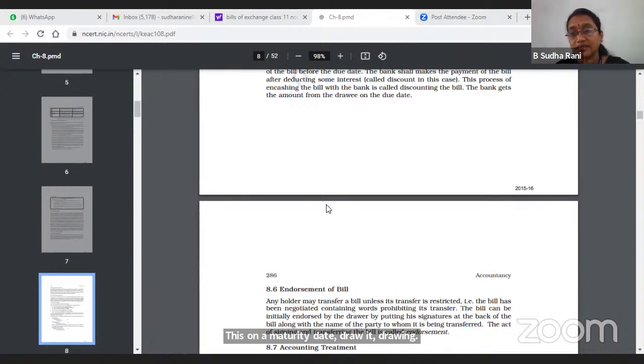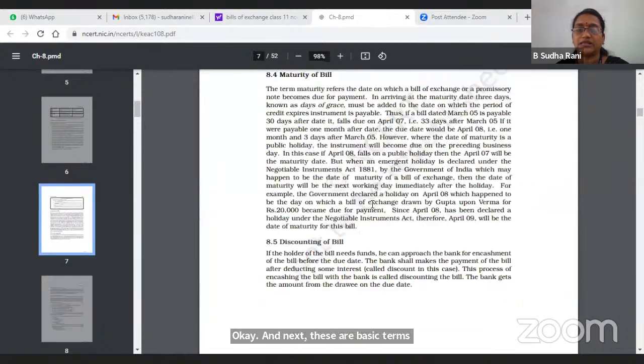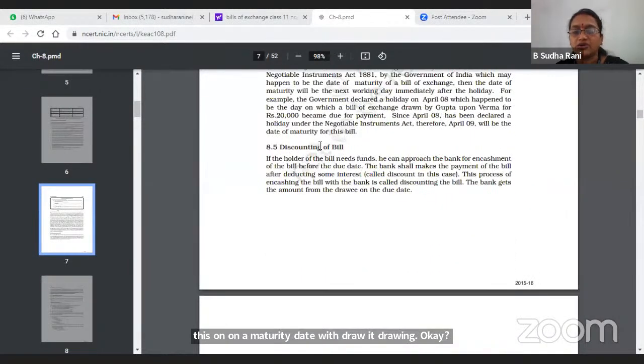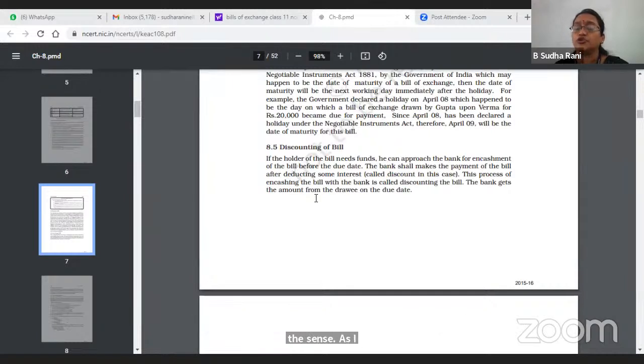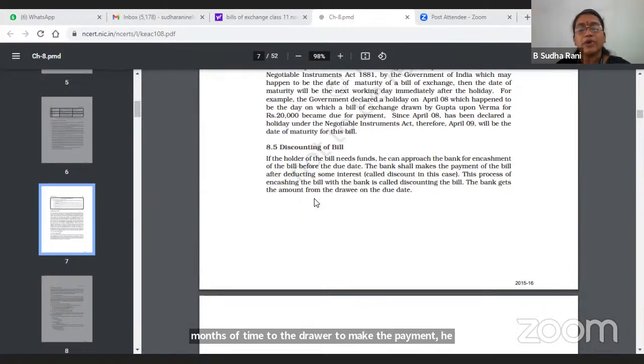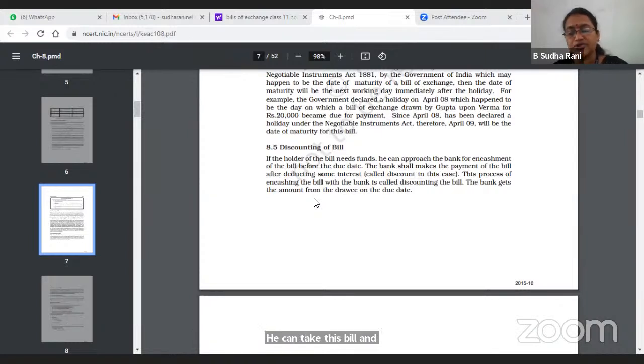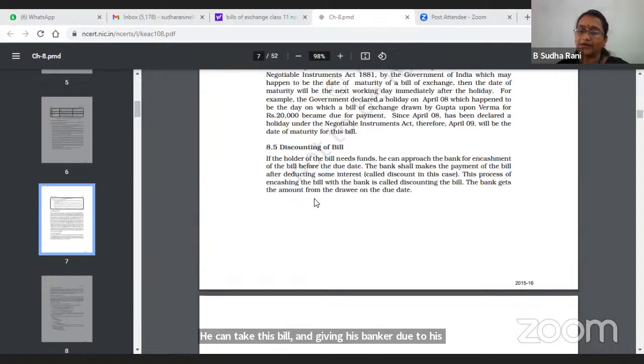When we come to the second situation, discounting the bill. Discounting the bill with the banker means what? As I said, when the drawer gives 3 months of time to the drawee to make the payment, he cannot ask the drawee to make payment before, right? But if he needs the money, what can he do? He can take this bill and give it to his banker, and take an advance upon that bill amount from his banker, for which the bank charges some commission.